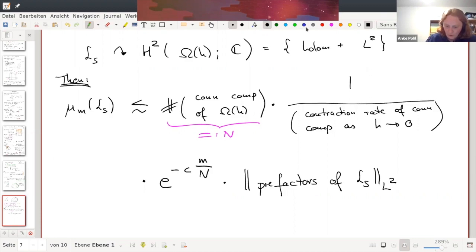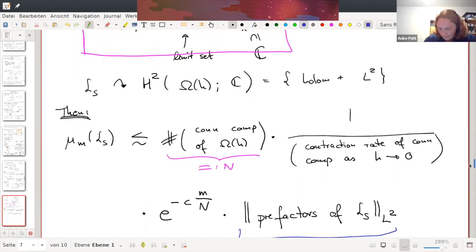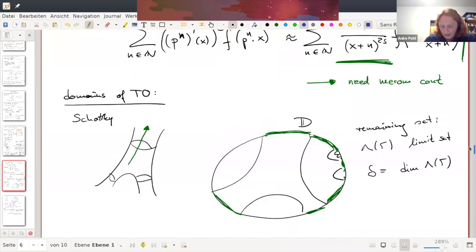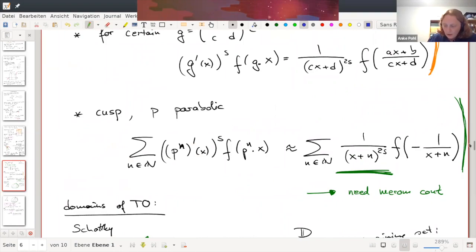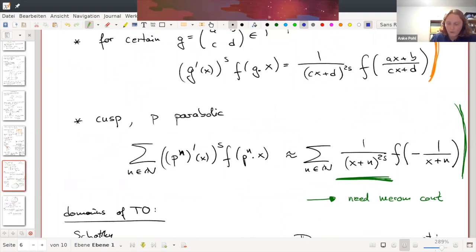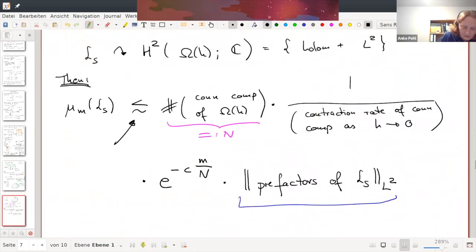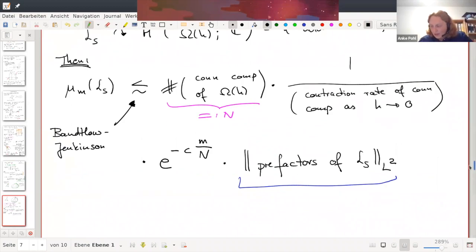So let me first go into this prefactor business here. What does that mean? Our transfer operator consists of components of these two forms. The prefactor is this. So for these finite G's, we do not have to worry about that. But here, we will have to worry about this. And this will actually have a contribution. The formula of this form is nothing we invented; it is something we took from a wonderful paper by Bandtlow and Jenkinson, and then adapted to our situation. And now we just calculated all these components.